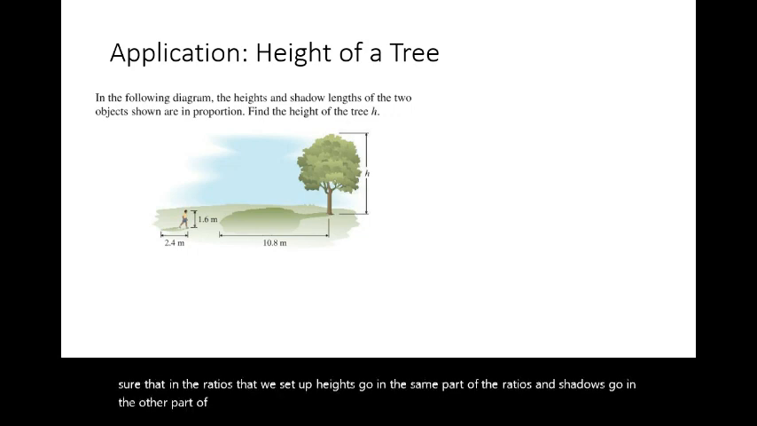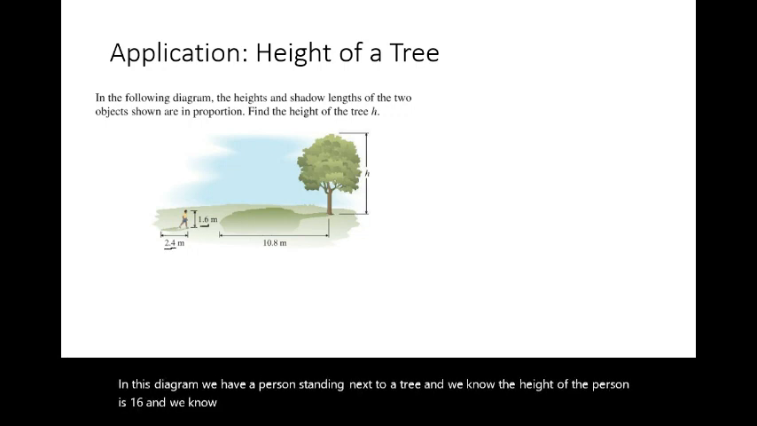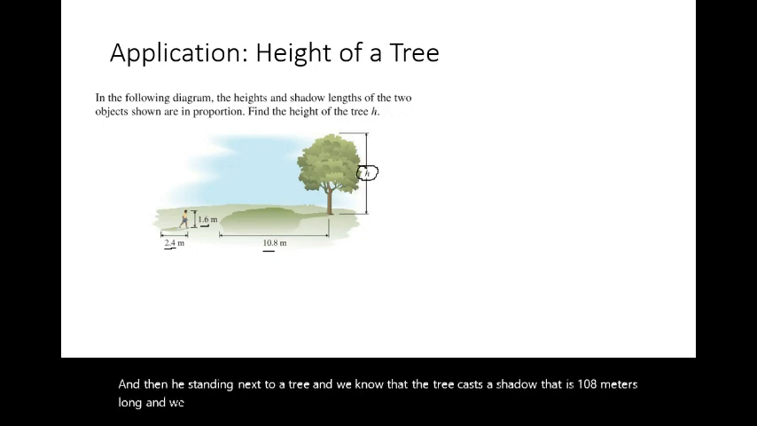So in this diagram, we have a person standing next to a tree, and we know the height of the person is 1.6, and we know that the person casts a shadow that is 2.4 meters long. And then he's standing next to a tree, and we know that the tree casts a shadow that is 10.8 meters long, and we are trying to find the height of the tree, h. So h is going to be the unknown height of the tree. And we're going to set up a proportion to solve this.